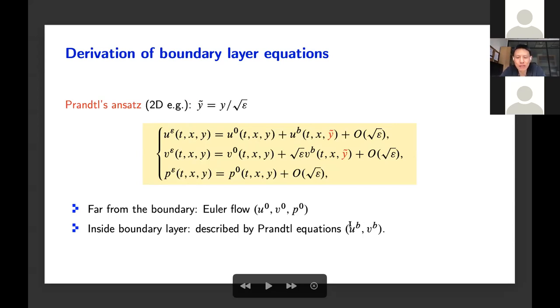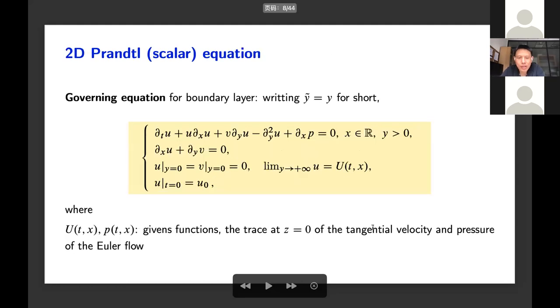The boundary layer part satisfies the Prandtl equation, and far from the boundary the flow is described by the Euler equation, with u^0, p^0 satisfying the incompressible Euler equation. The Prandtl equation for u^b can be written as follows, where y stands for the fast normal variable. This is the evolution equation for the tangential velocity u, but we don't have an evolution equation for the normal component v. This is different from the Navier-Stokes equation.